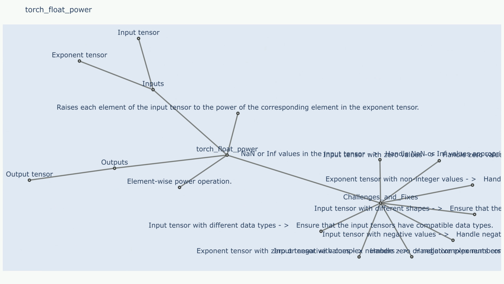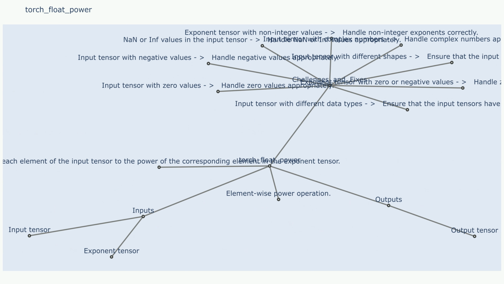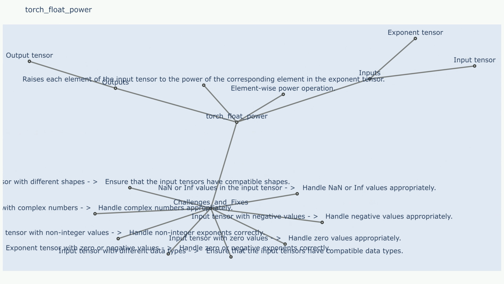Steps. Step 1: for each element in the input tensor, the function accesses the corresponding exponent from the second input or the scalar value. Step 2: the element of the input tensor is then raised to the power specified by the exponent, and the result is stored in the output tensor at the corresponding position.